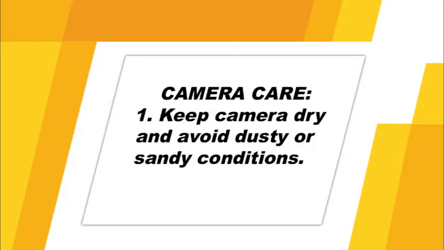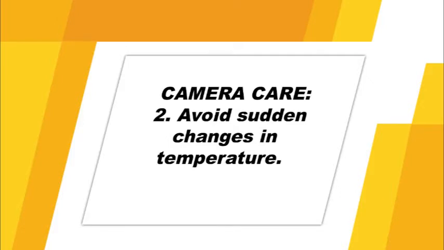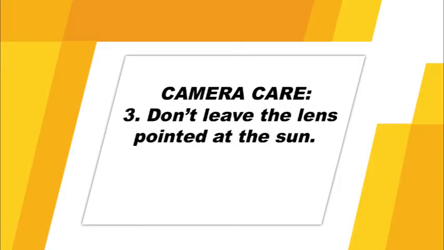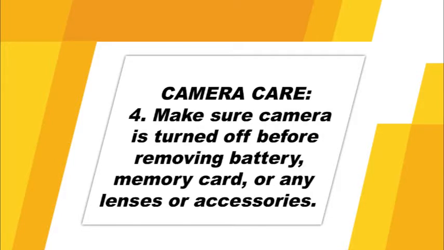electromagnetic fields. When you're using the camera regularly, you'll want to protect it from several environmental elements that could cause damage. The camera should stay dry, and contact with dust or sand should be avoided. You'll also want to avoid subjecting the camera to sudden changes in temperature. If the camera is cold and it's suddenly brought into a warm environment, condensation or moisture can build up on the camera's internal components. Also, leaving the lens pointed at the sun will cause damage to the camera's image sensor. Finally, make sure that the camera is turned off before you remove the battery, memory card, change lenses, or attach any accessory to the accessory shoe. You'll want to consult your owner's manual for a complete list of care techniques and cautions.